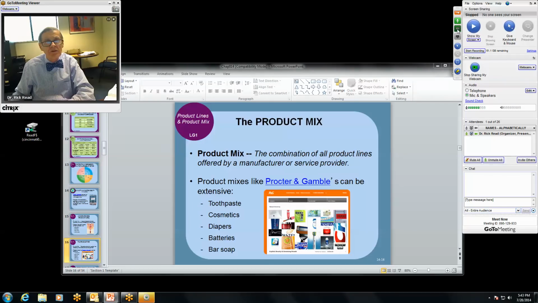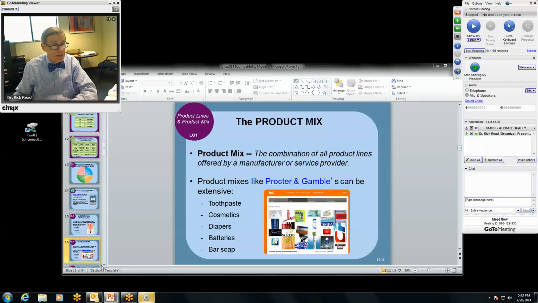Product mix, on the other hand, is something different than that, and that is a combination of different products made by the same manufacturer. And this particular slide here talks about Procter & Gamble, P&G, one of the largest consumer product manufacturers in the world. And notice here we have toothpaste, cosmetics, diapers, batteries, bar soap, etc. And so that's a product mix. It's all sorts of things that are made by Procter & Gamble.